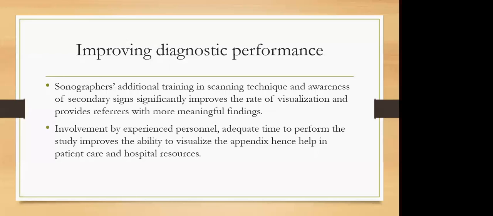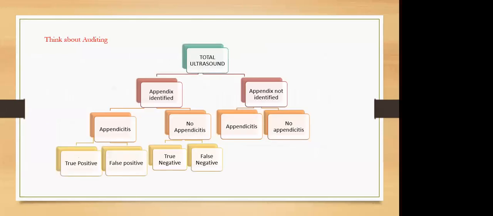Lastly, let's think about auditing. Suppose we take a duration of time. How many patients have you done looking for appendicitis, that they had clinical suspicion of acute appendicitis, and they came to you to do the scan? Out of those patients, how many were you able to identify the appendix, and how many were you not able to identify? If we try to think in that category, that will make us improve.